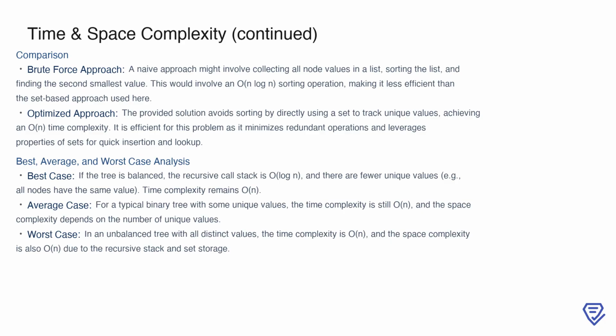Looking at best, average, and worst-case scenarios, the time complexity remains O(n) in all cases, since every node is visited exactly once. Space complexity, however, varies. In the best case, where the tree is balanced and there are few unique values, the space requirement is minimal. In the worst case, with an unbalanced tree and all unique values, space complexity reaches O(n), primarily due to the stack depth and the space used by the set.